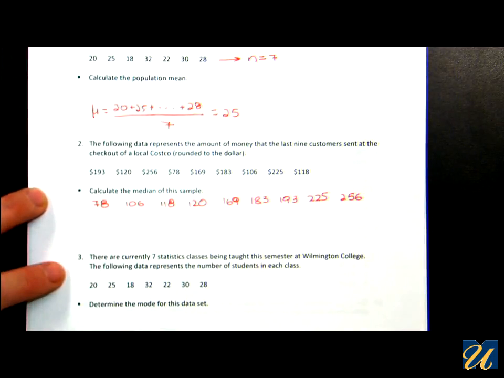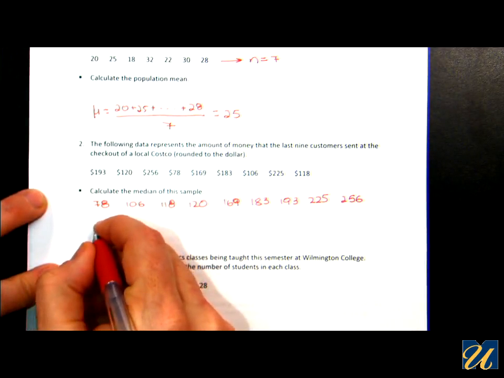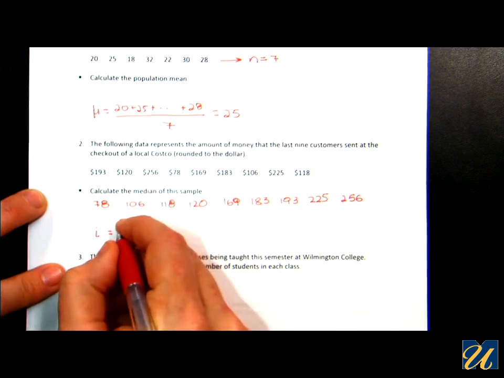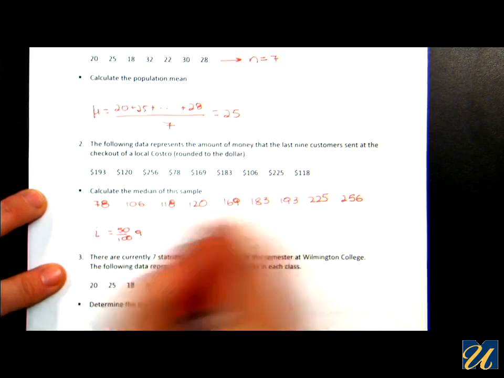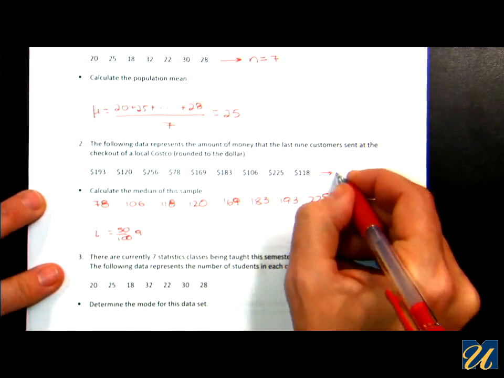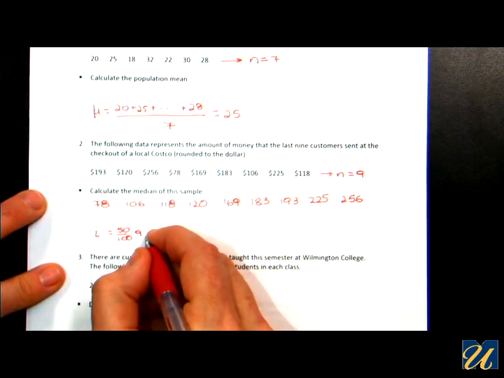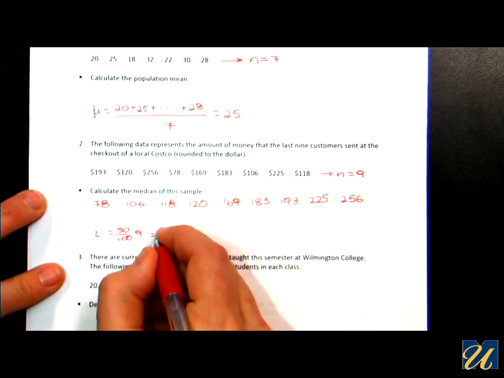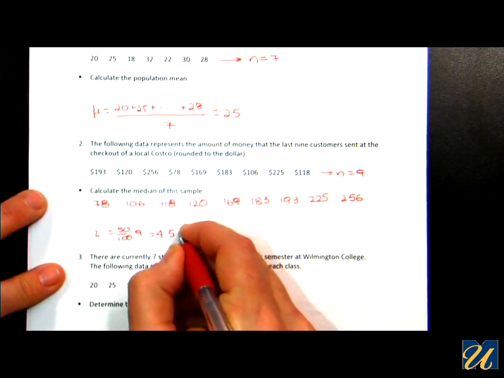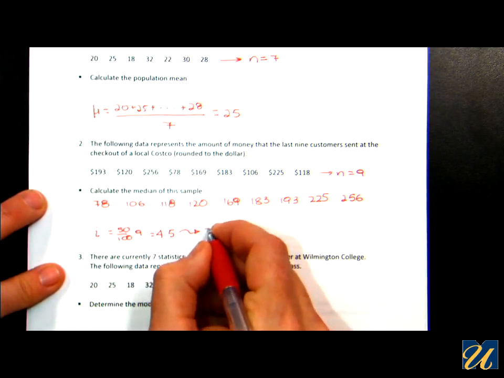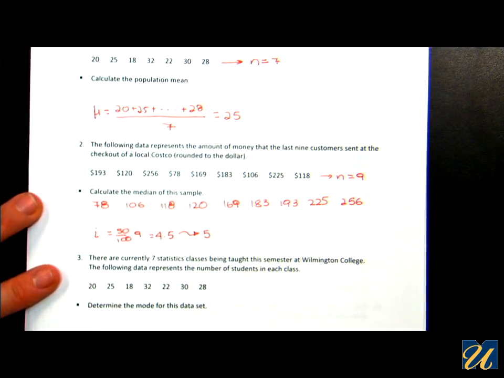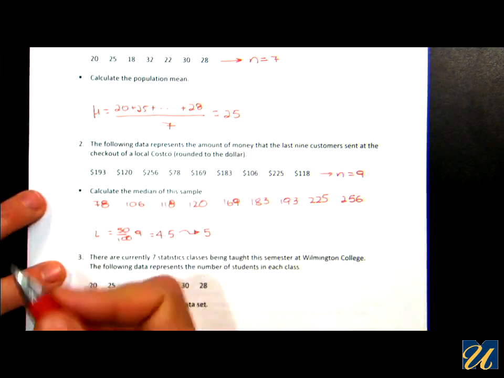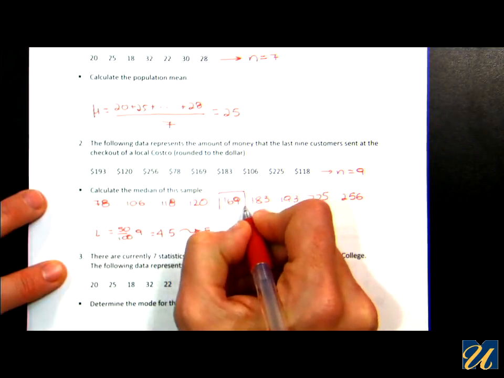So, to find the median, we would calculate the 50th percentile. i is equal to 50 over 100 times 9, because 9 is the number of entries that we have. n is equal to 9. So, 0.5 times 9 would be equal to 4.5. We round up to the next convenient number. So, i is equal to 5. That means we take the 5th ranked observation. So the 5th ranked observation would be 169.